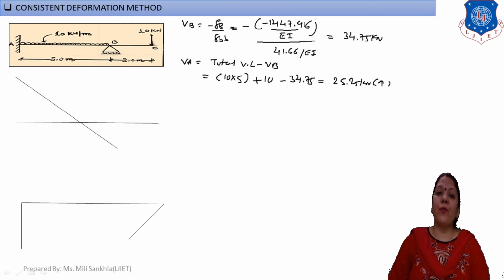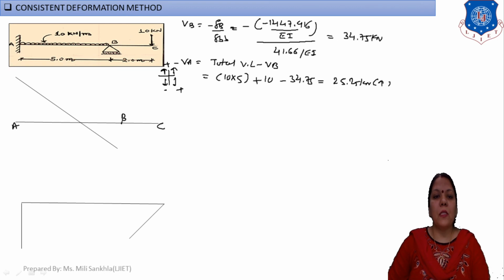Now first of all we draw the SF diagram, then we draw the BM diagram. Mark the points: this is point A, this is point B, and this is point C. Again here I mark the sign convention for SF: plus, minus, minus, plus. This is our left side and this is our right side.